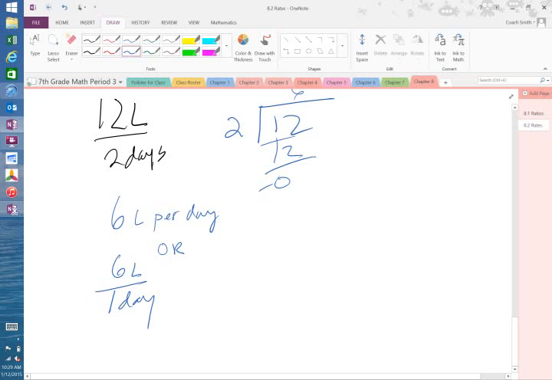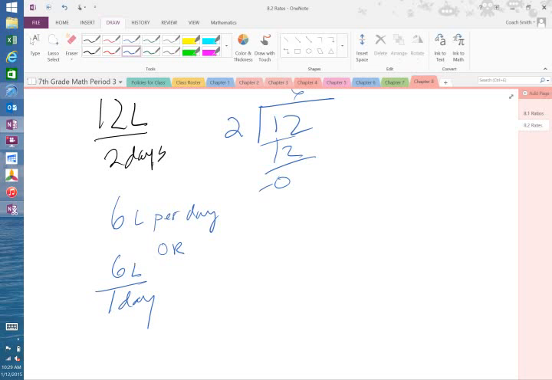6 liters per day, or when we look at the answers on Friday when we're grading, they're going to show it like that. Either way is acceptable. Okay. 6 liters per day or 6 liters over 1 day.